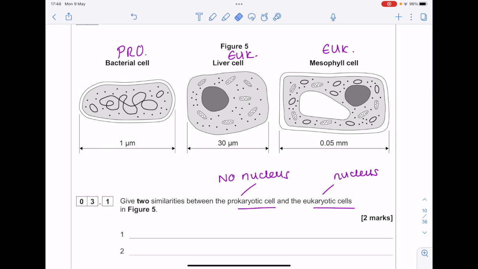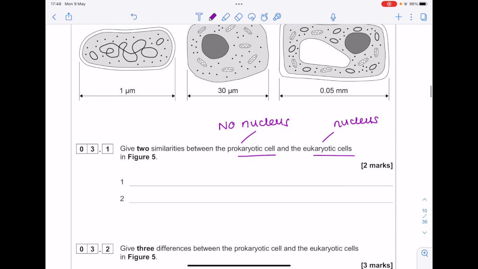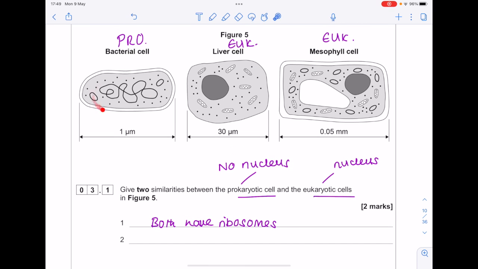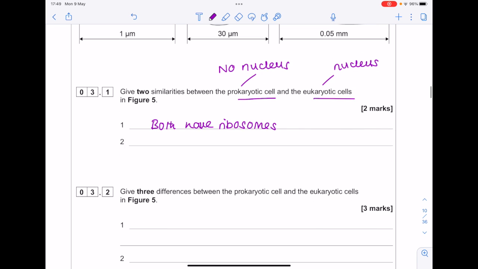Well, what can we see that's similar between all these cells? Well, look at these little black dots. What are they supposed to be? Ribosomes. What else can we see is common? Well, the grey shading is cytoplasm, as well as this membrane here. It's the cell membrane. So both have cytoplasm or cell membrane.